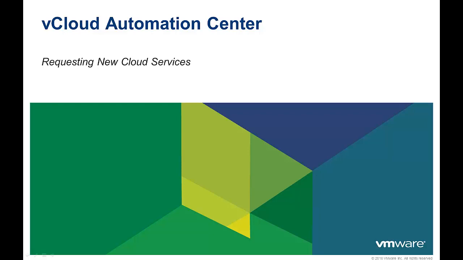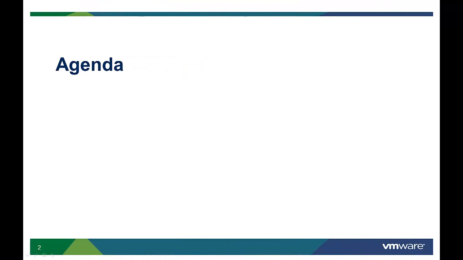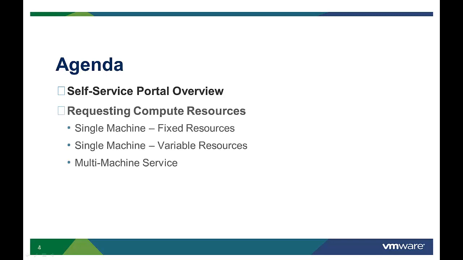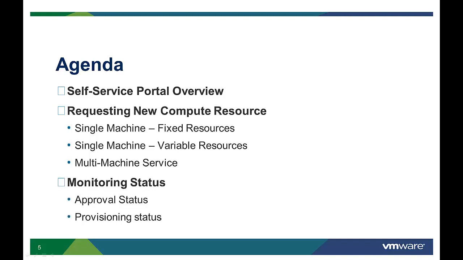Welcome to the vCloud Automation Center demo, requesting new cloud services. During this demo, we're going to show you the user self-service experience of how they go about requesting new cloud services. First, we will provide you with an overview of the vCloud Automation Center self-service portal. Then we are going to show you how to request a new compute resource by examining three different types of provisioning examples. Once the request process is complete, we will show you how to monitor the status of your request.